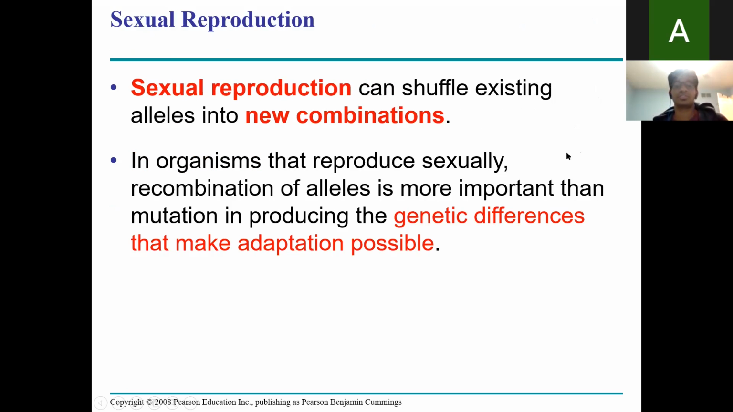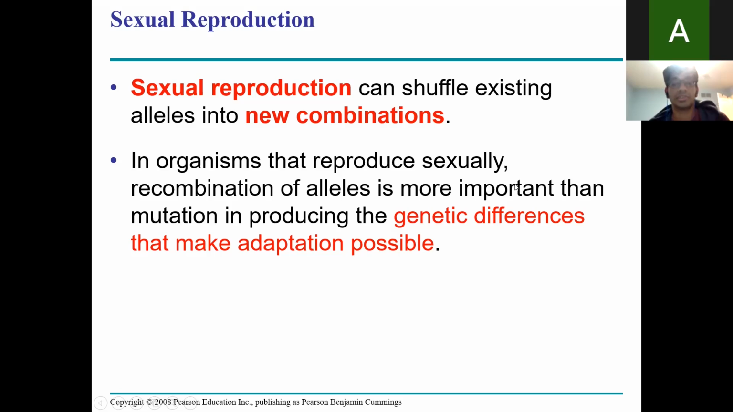Sexual reproduction can shuffle existing alleles into new combinations. Sexual reproduction just leads to a lot of different varieties, a lot of different ways to organize the genetic code. This is something that will be explored more when we cover meiosis.